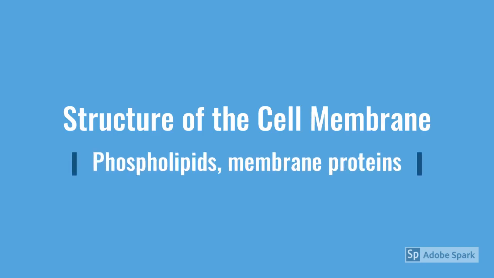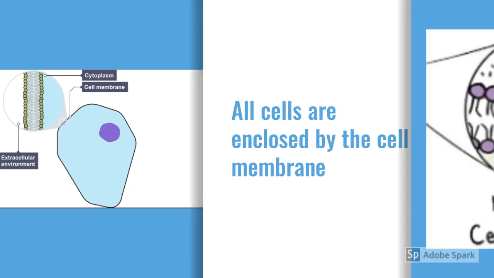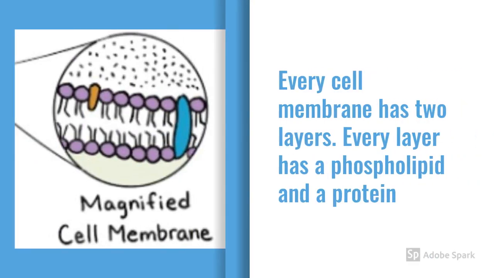Let's begin with the structure of the cell membrane, which is made up of phospholipids and membrane proteins. Every single cell has a cell membrane and is enclosed by the cell membrane. Cell membranes have two layers, with each layer containing phospholipids and proteins. So, what are phospholipids?